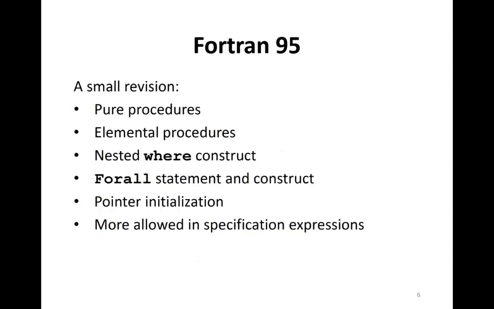Implementations were slow to arrive. And so the committee was determined for the next revision to have a small change. So Fortran 95 was a small change. I've listed the things that were there, but they're all quite small changes, really. Pure procedures, elemental procedures, that's all to do with parallel programming. We were already thinking of parallel programming in 95.